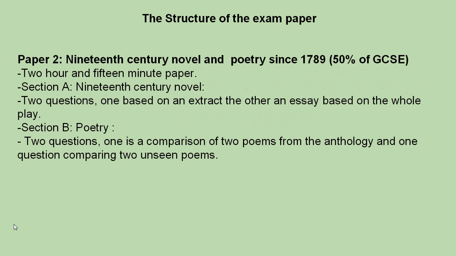So, what's the structure of the exam paper? Well, paper 2, 19th century novel and poetry since 1789, is 50% of your exam. The other 50% is made up from the second exam. It's a 2 hour and 15 minute paper, so there's quite a bit to it.